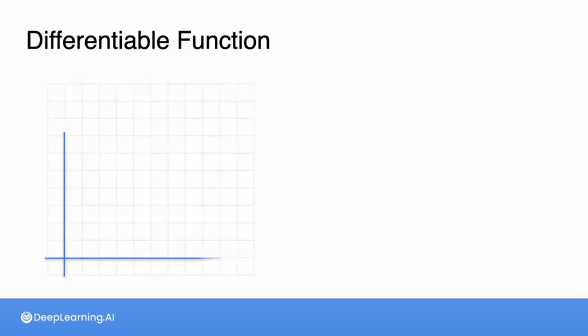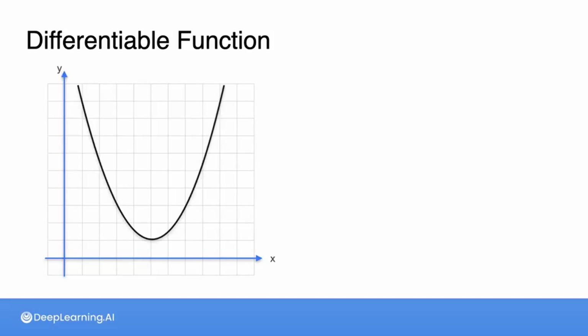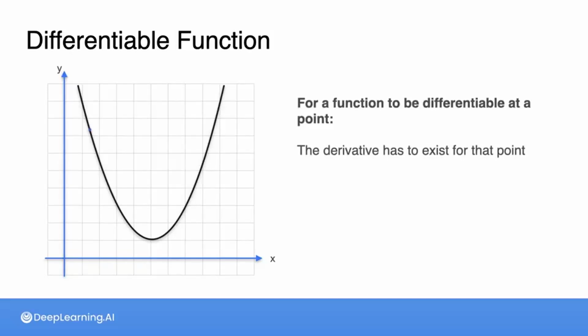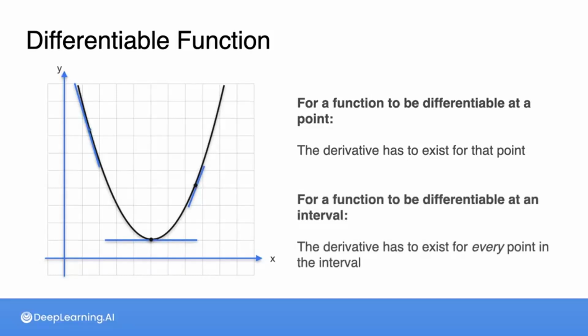So far, you've learned that to find the derivative of a function at a point, you draw a tangent line to the curve at that point and find the slope of the tangent. A function is differentiable at a point if the derivative exists for that point. That means you can draw a unique tangent to the curve at that point. So for this curve, for any point you pick, you can draw a tangent and it's well defined. And for a function to be differentiable on an entire interval, the derivative has to exist for every single point in that interval.